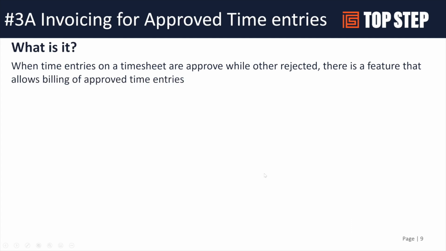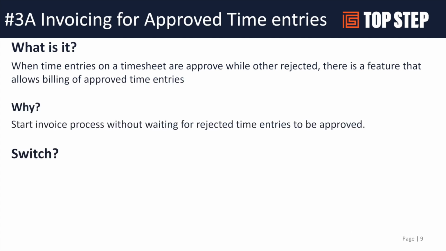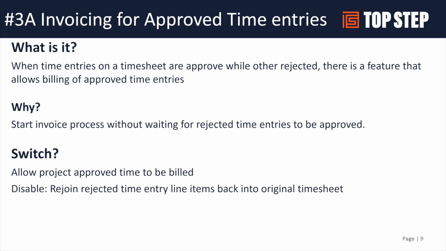I snuck in a 3A because this is something we've seen recently, and not very many customers know it's available, but it does work. One of the questions we get is, we like the line item rejection for timesheets, but can we go ahead and bill the lines that are approved? So even though the timesheet is split, you've got the requested line that's gone back, you've approved the remaining three, the system still has the overall timesheet marked in a submitted state.